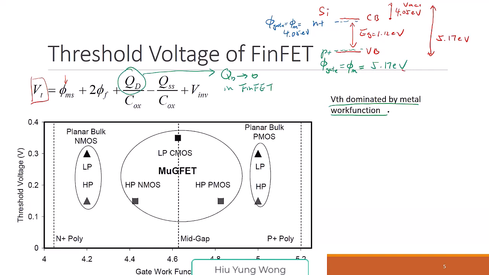Because of this, we cannot rely on N+ and P+. We need something that we call mid-gap level metal. So their work function will be close to 4.5 eV, at the midpoint of the silicon band gap. Okay, this is one thing.